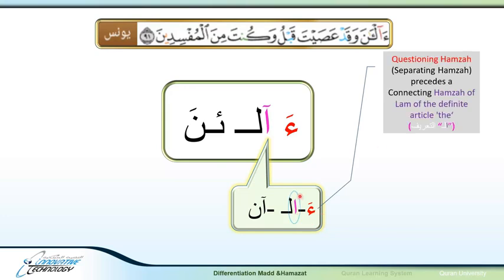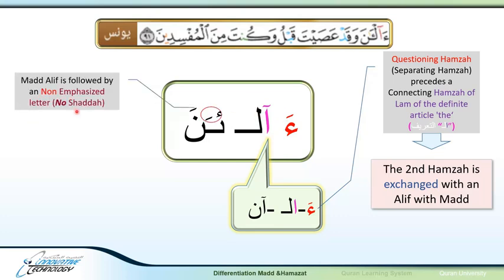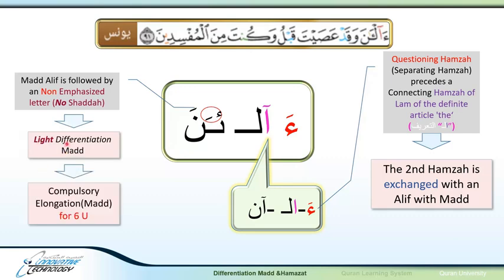So if we focus on al-ana, we realize that it starts with a questioning hamza that is preceding a connecting hamza of al-ta'rif, which is to be exchanged by an alif with mad, and this al-ta'rif is followed by a non-emphasized letter. There is no shadda here, it's only a fatha, ana. So this is a type of light differentiation mad, yet still has the same rule of heavy differentiation mad, which is compulsory elongation of the mad letter for 6 units. We apply compulsory mad elongation for the alif for 6 units.